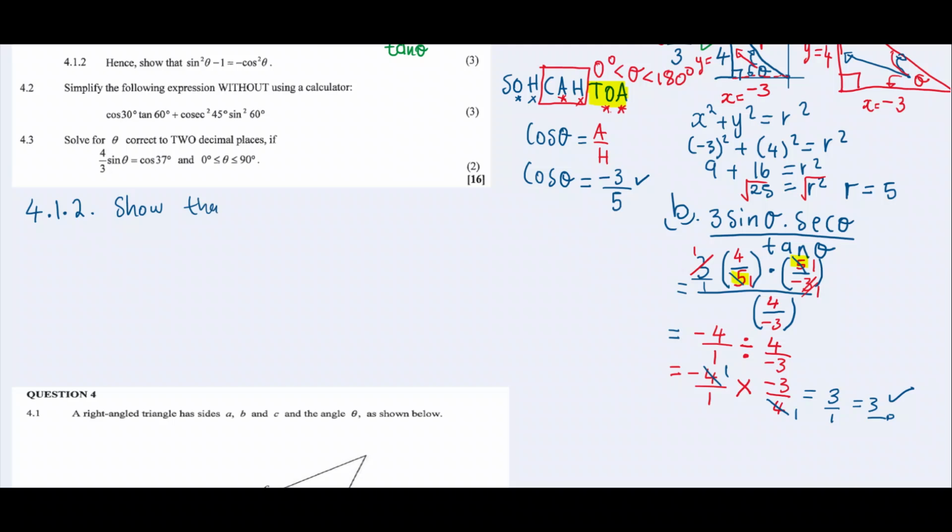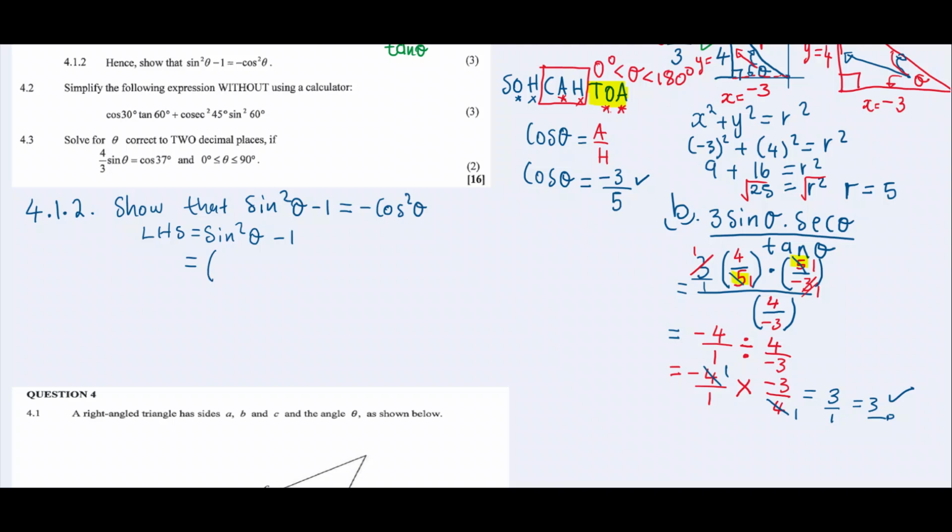They're saying that hence show that sine square theta minus 1 is equal to negative cos square theta. So we have to show that. So we can take the left hand side. The left hand side is equal to sine square theta minus 1.